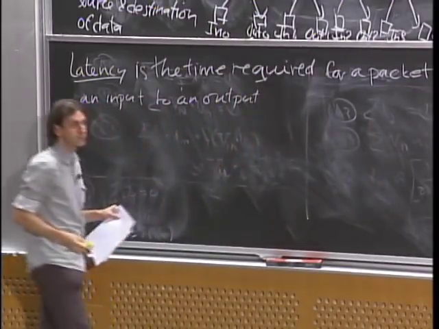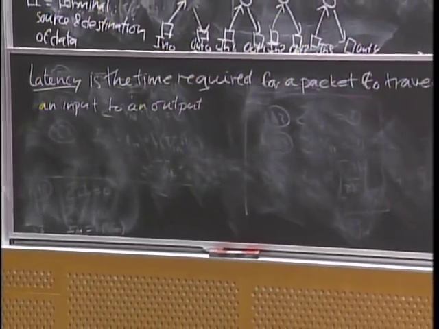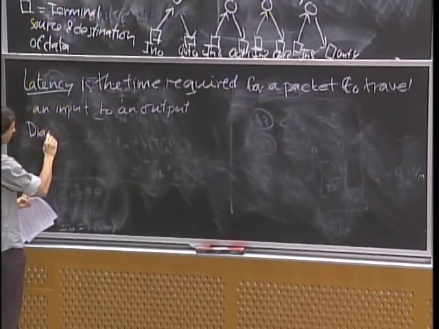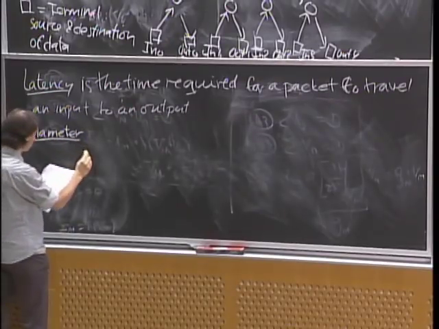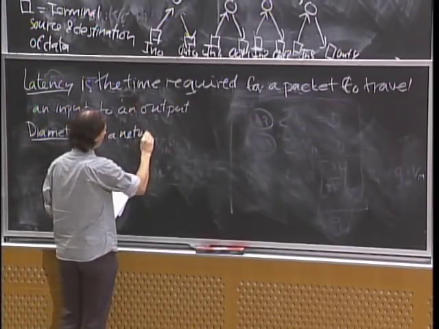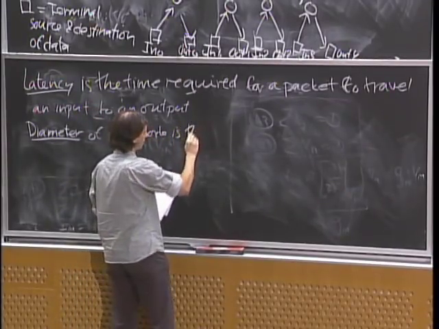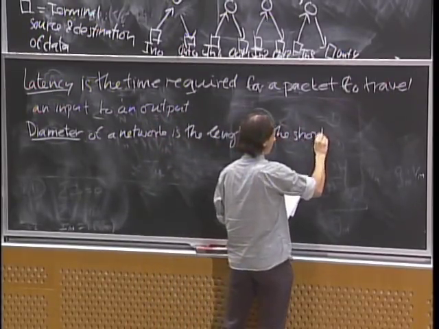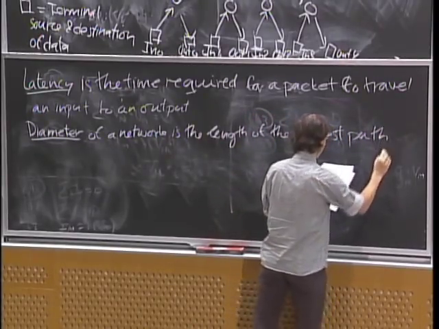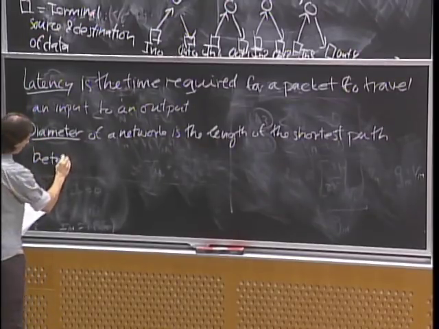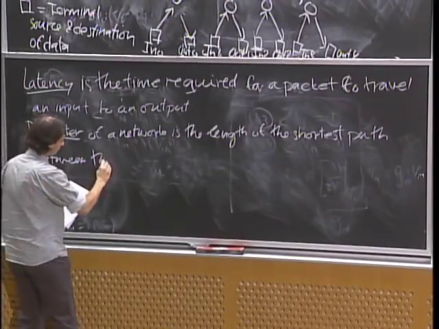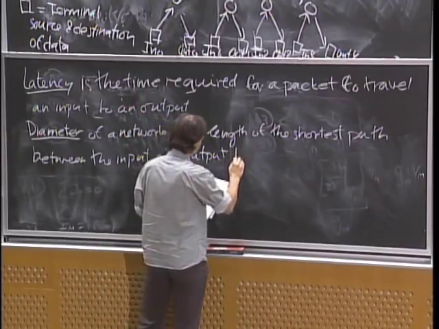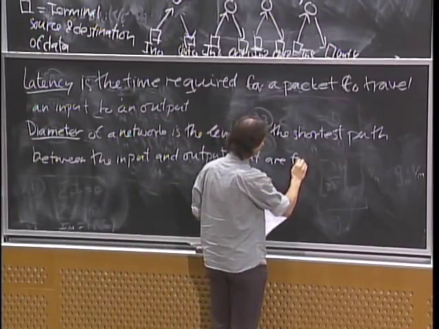And how are we going to measure this? Well, we're just going to measure this by the number of wires that we need to go through. So this you have seen before, we can measure this by the diameter of that particular graph. So here we will define it for a network. So the diameter of a network is going to be the length of the shortest path between the input and output that are furthest apart. So let's have a look at the graph above.